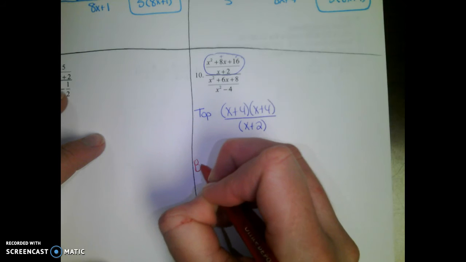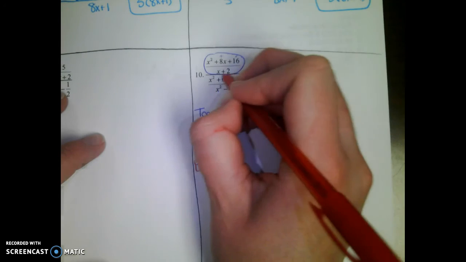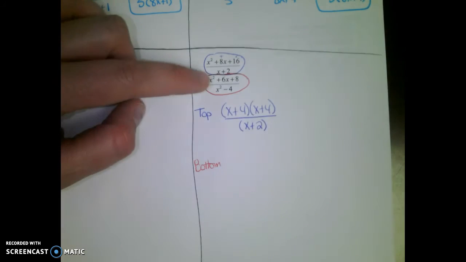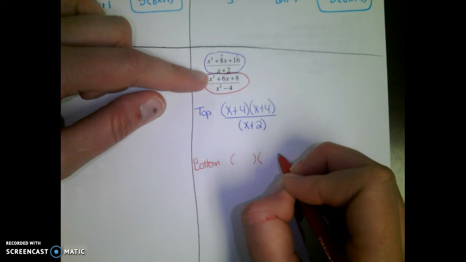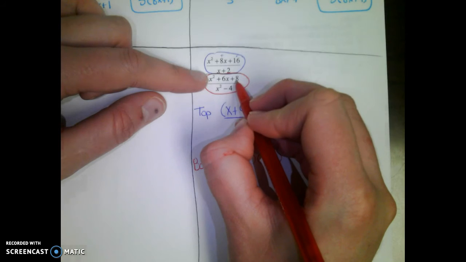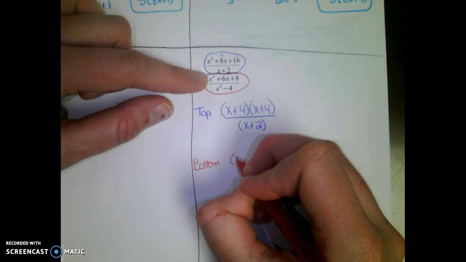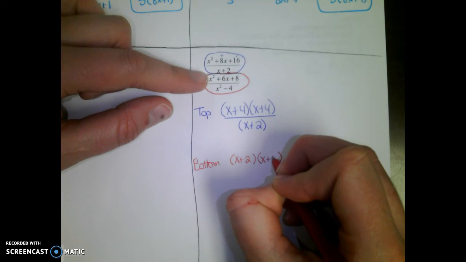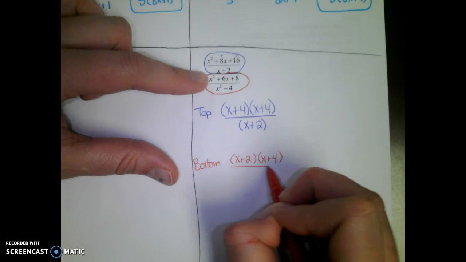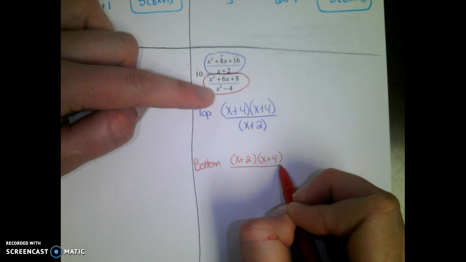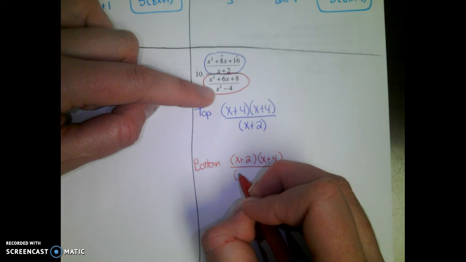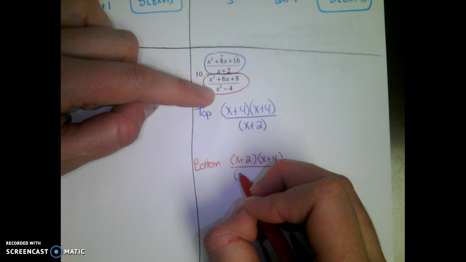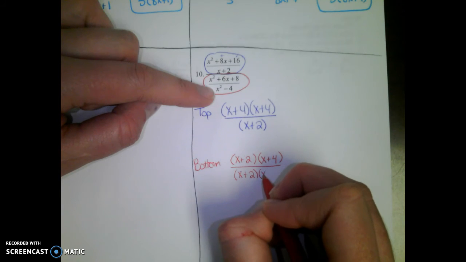The bottom of our complex fraction looks like we're going to have to factor both the numerator and the denominator. So for the numerator, two numbers that multiply to give us 8 and add up to 6. 4 and 2. On the bottom, x squared minus 4, how does that factor? It's a difference of 2 squares, if that helps. x plus 2, x minus 2.